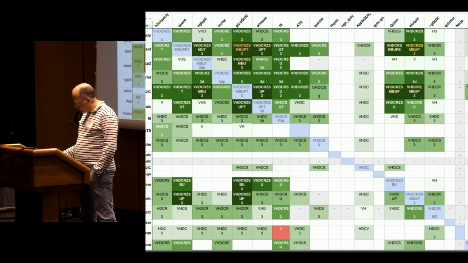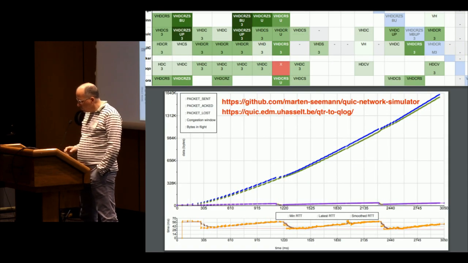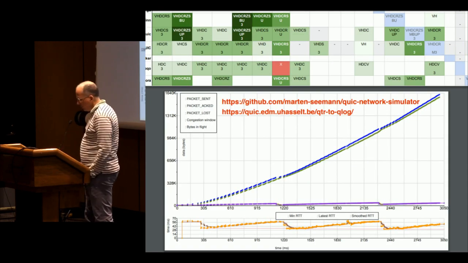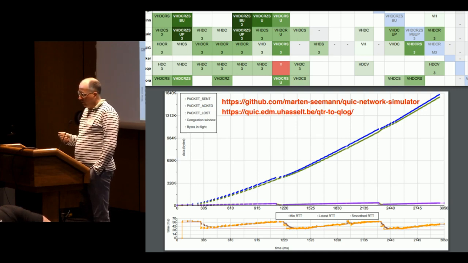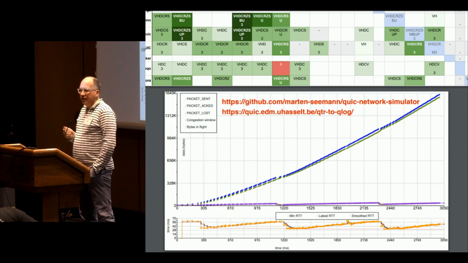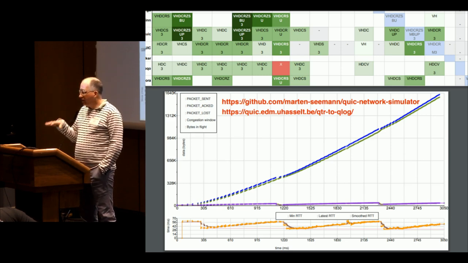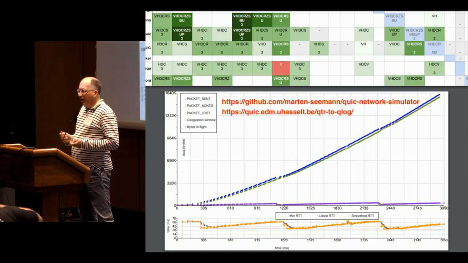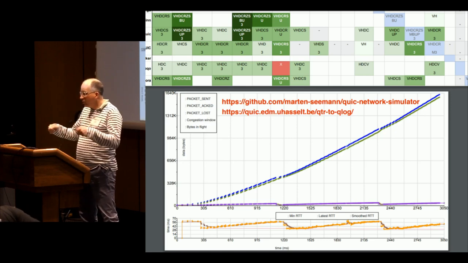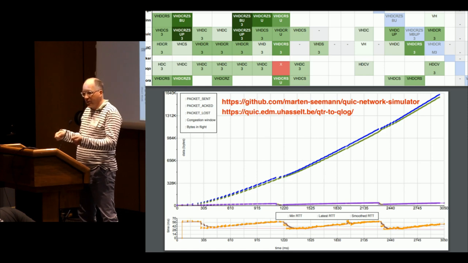So I've shown this a lot, so I'm not going to spend much more time on this. One thing that is also new is that Jana Iyengar and Martin Seemann have done a bunch of work. A bunch of researchers amongst you probably know ns-3, which is a network simulator. Jana and Martin have worked on allowing you to define an ns-3 simulation, so you can define TCP cross traffic or topologies, and then you can plumb actual QUIC implementations into that topology, and you can do congestion control testing, for example, repeatably.